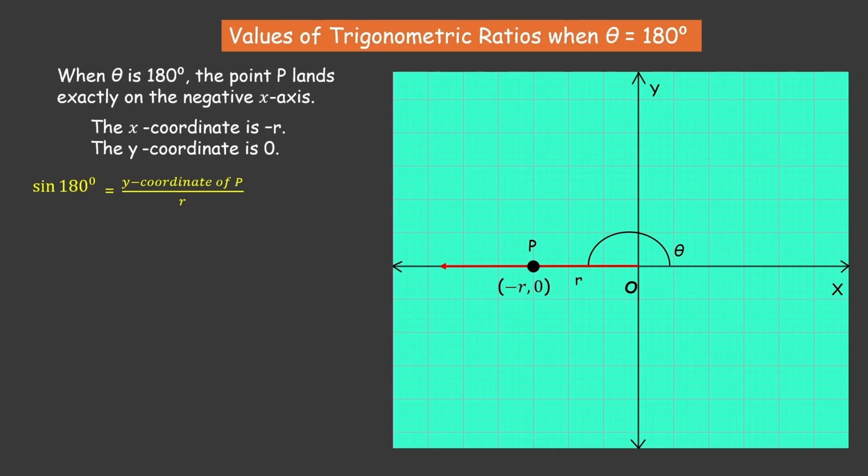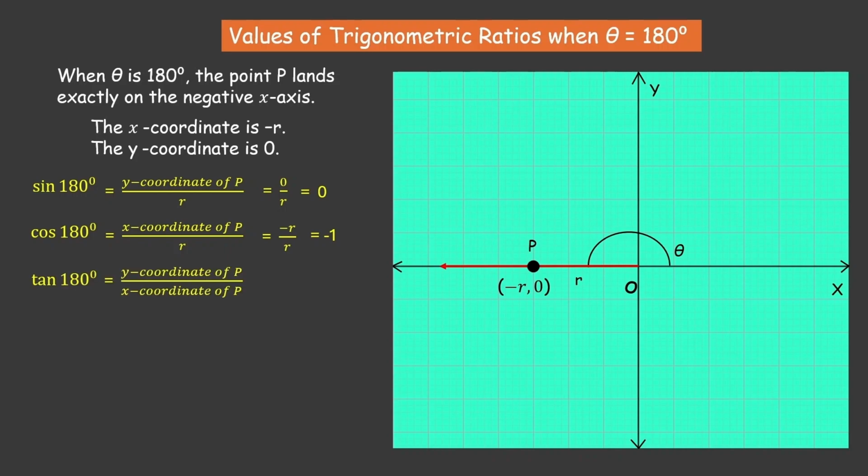Sine theta, as we know, is the y-coordinate of P upon r. So sine 180 degrees will also be the y-coordinate of P upon r, right? The y-coordinate here is 0. That's 0 by r, which is equal to 0. Sine 180 degrees is 0. Cos 180 degrees is the x-coordinate of P upon r. The x-coordinate is minus r. Minus r upon r is minus 1. Tan 180 degrees is the y-coordinate of P upon the x-coordinate of P. 0 upon minus r, which is 0.